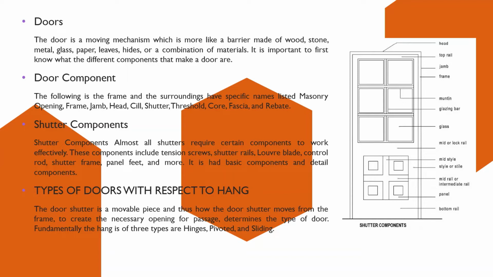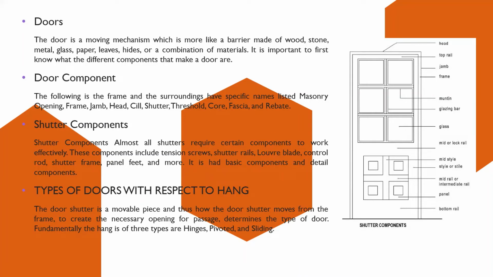Shutter components. Almost all shutters require certain components to work effectively. These components include tensions, screw, rail, blades, control roll, shutter frame, panel feet, and more. These are the basic components and detail components.